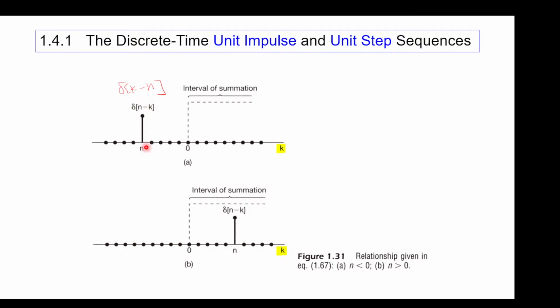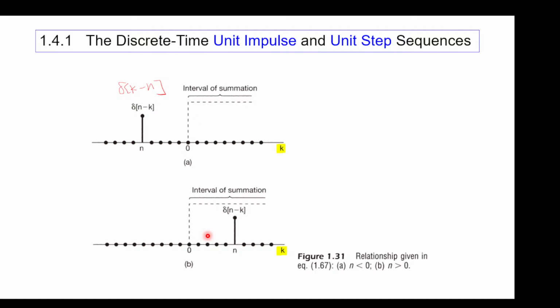Then you see that if your n is less than 0, then your impulse is not inside this summation or integral area, and so this thing will be 0. And if n is greater than or equal to 0, then your impulse is inside this 0 to infinity area. Then the summation is 1, because you will sum over this impulse once.